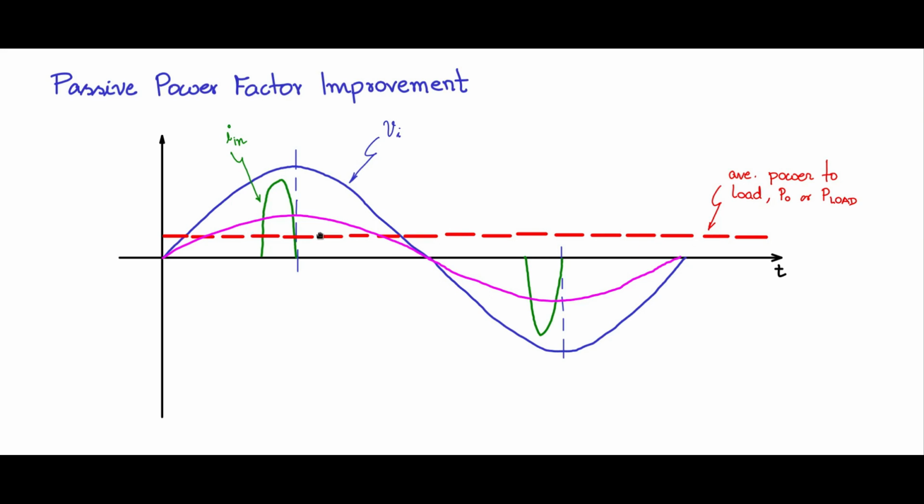The takeaway from here is that as I widen the base of conduction, the peak will start reducing. Now that is the takeaway that we are going to use for improving the power factor.